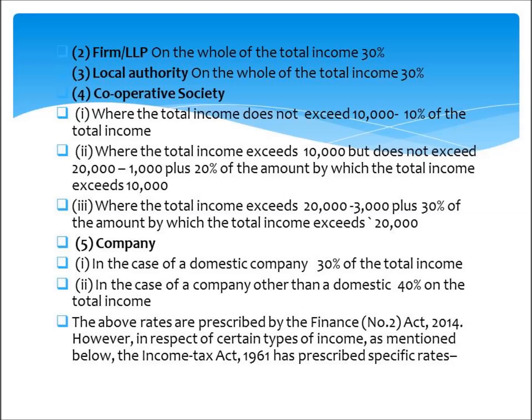So these are the rates prescribed by the Annual Finance Act for the assessment year 2015-16 for different types of assessees like individuals, firms, local authorities, cooperative societies and companies. Apart from these rates, for certain types of income, as we'll discuss in the other slide, the Income Tax Act has prescribed specific rates. What these types of income are and what the specific rates are, we'll go through in the next slide.